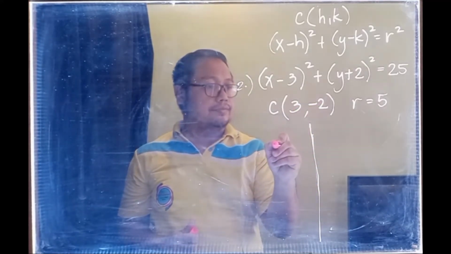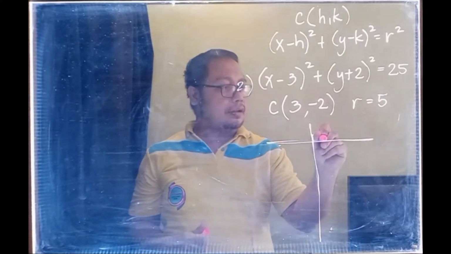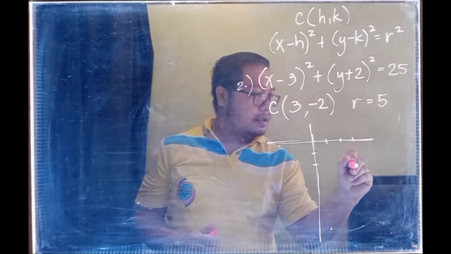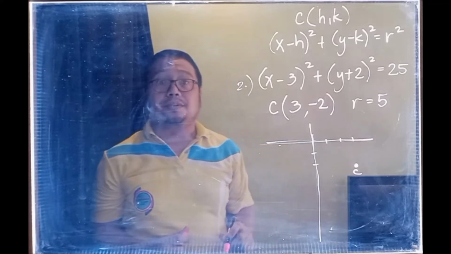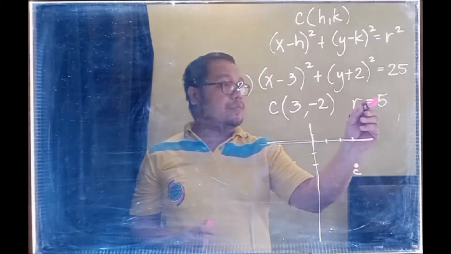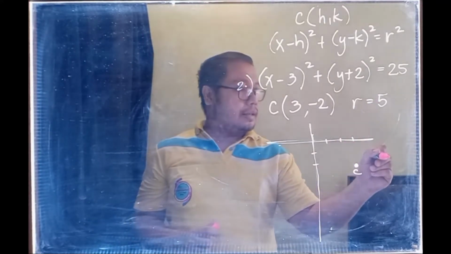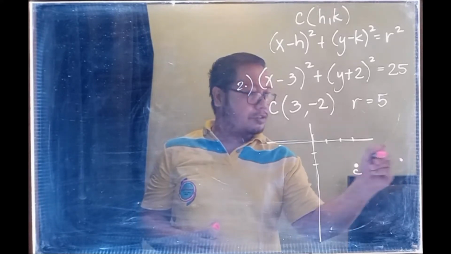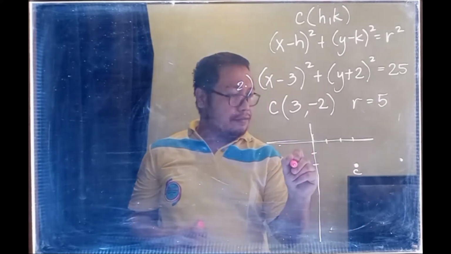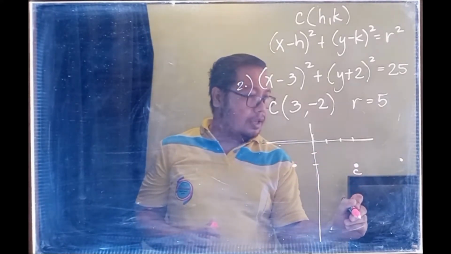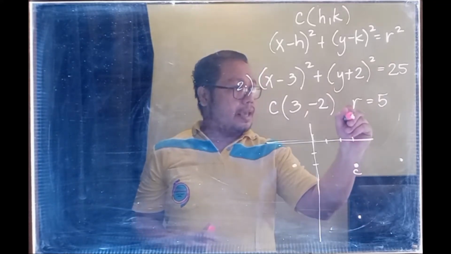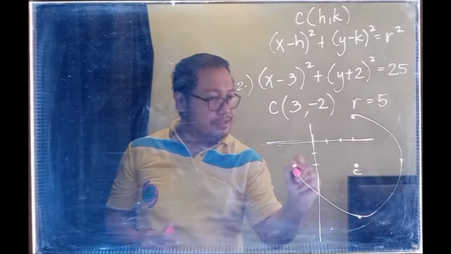You can now graph your circle, whose center is at (3, negative 2). So this is your center. From the center, you have 5 units to the right, 5 units to the left, 5 units going down, and 5 units going up. And that is your circle.